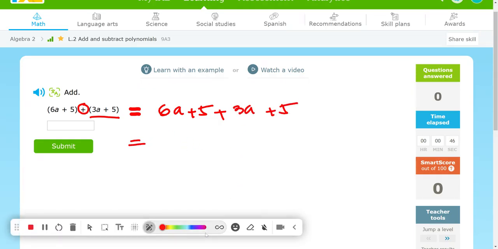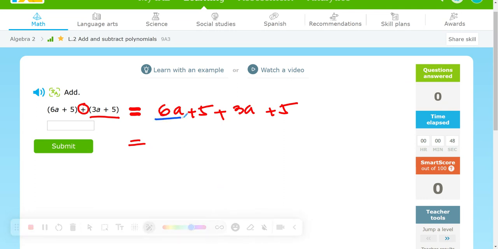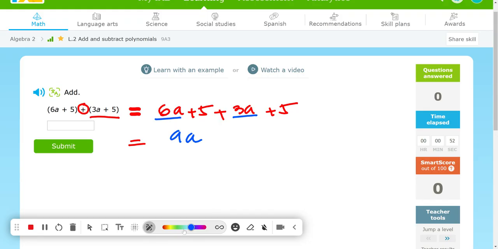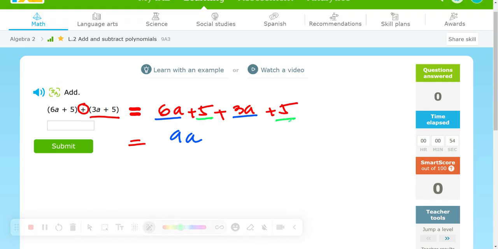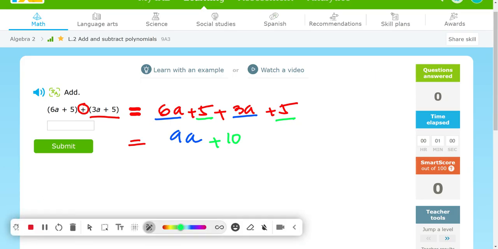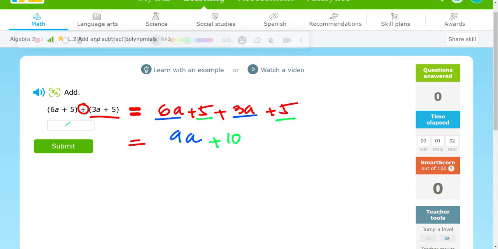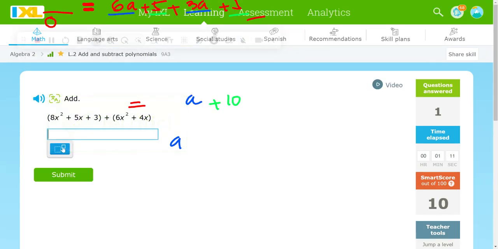Now you combine like terms: 6a and 3a make 9a, and 5 and 5 make 10. So that is your answer. Let's enter this in. Here we go: 9a plus 10.